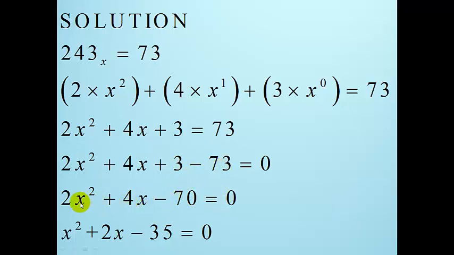Now let's divide through by 2 to simplify the equation. Dividing 2x squared by 2, we are left with x squared. Dividing 4x by 2, we are left with 2x. Dividing minus 70 by 2, we are left with minus 35. And when we divide 0 also by 2, we are left with 0. So x squared plus 2x minus 35 is equal to 0.